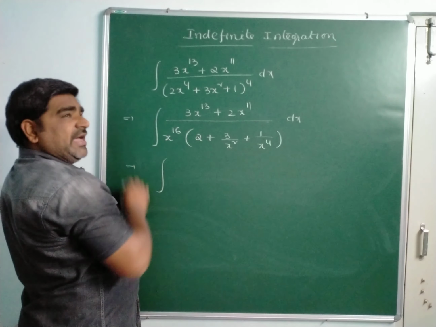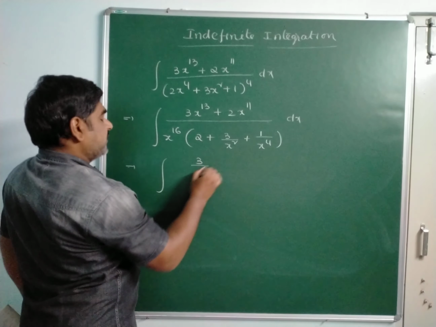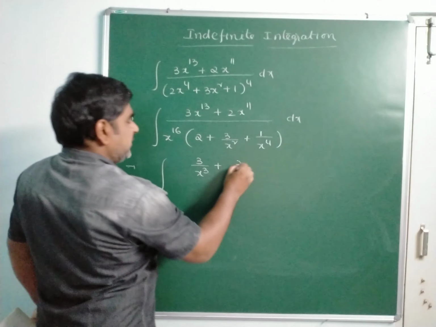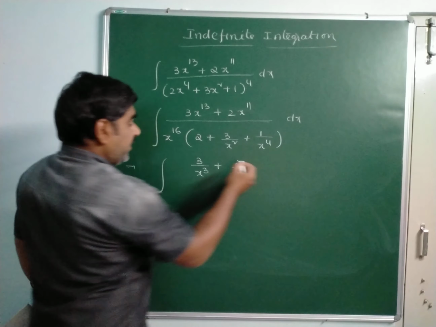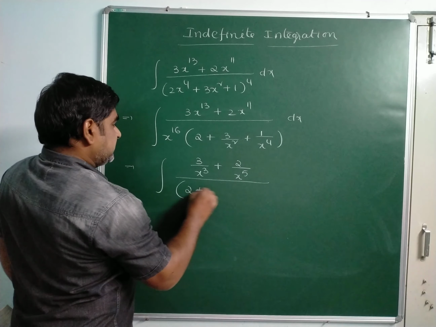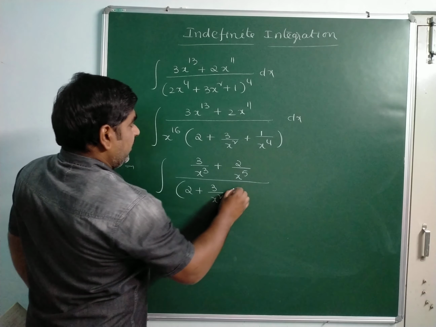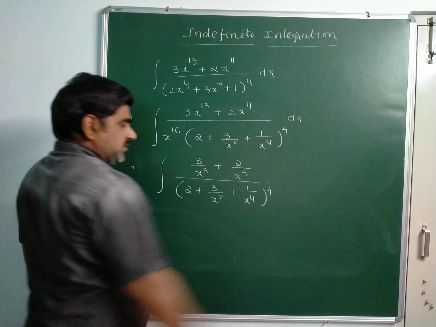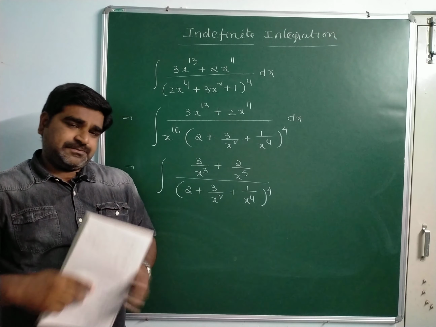So 3x^13 by x^16 is 3 by x cube, plus 2x^11 by x^16 is 2 by x to the power of 5, isn't it? Understood or not? Okay. Whole by (2 plus 3 by x square plus 1 by x to the power of 4) whole to the power of 4 dx.